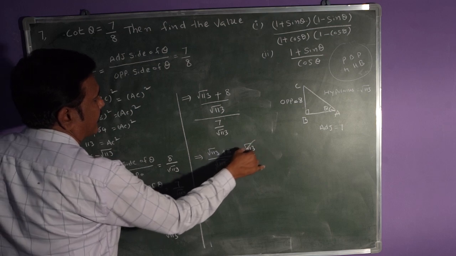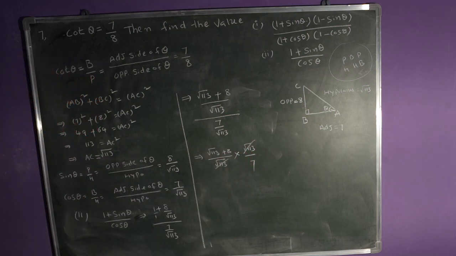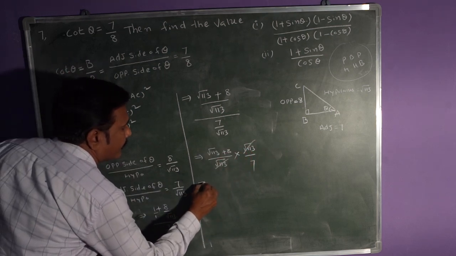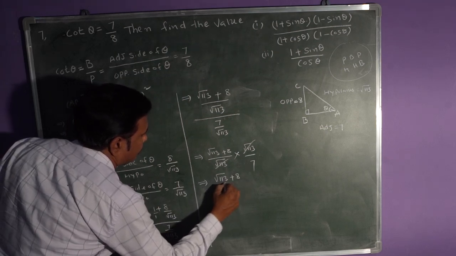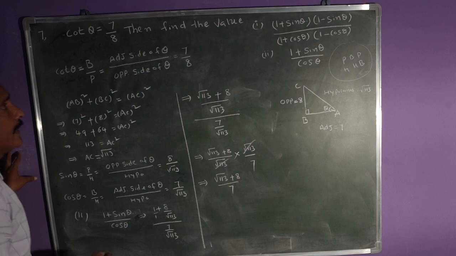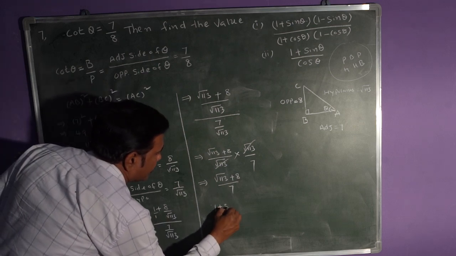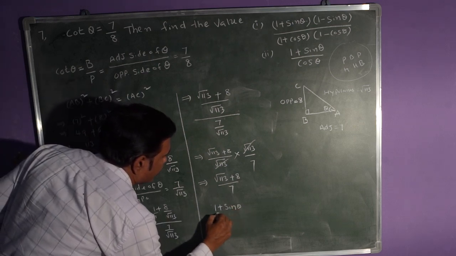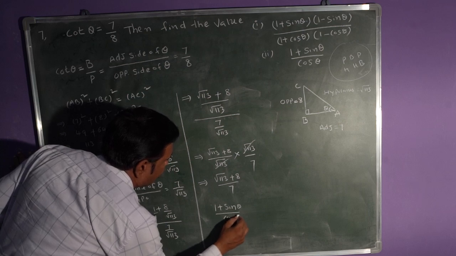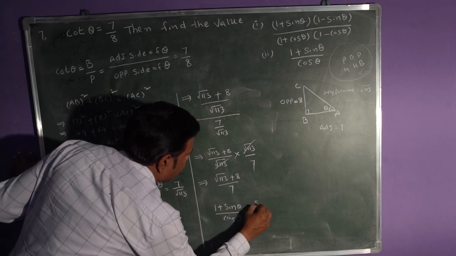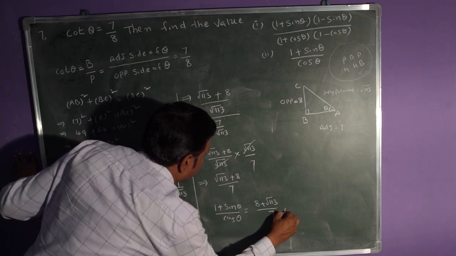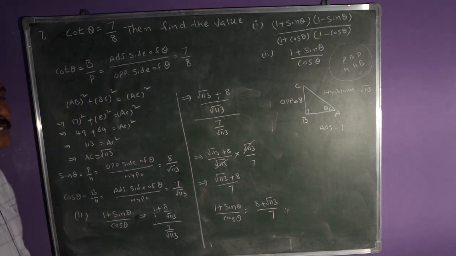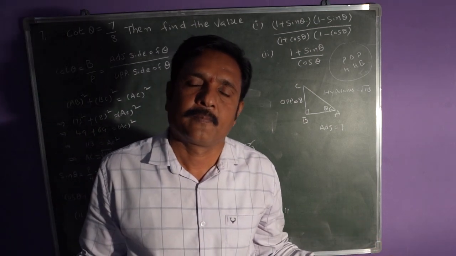Then this one cancels. Root 113 cancels. This implies root of 113 plus 8 by 7. Then the value of 1 plus sine theta by cos theta is equal to 8 plus root of 113 by 7. That is the answer. Okay, is it clear? Any doubt?